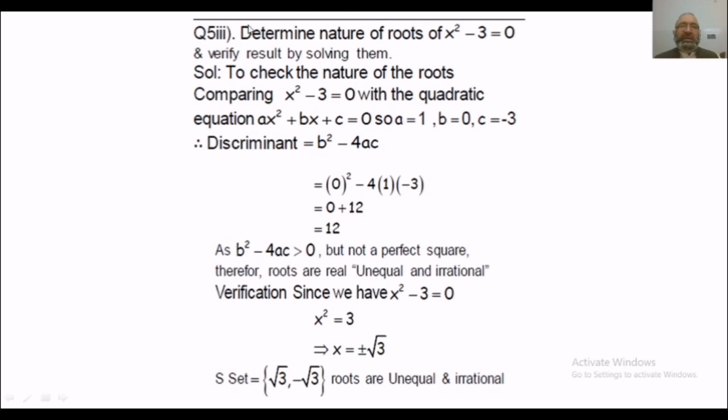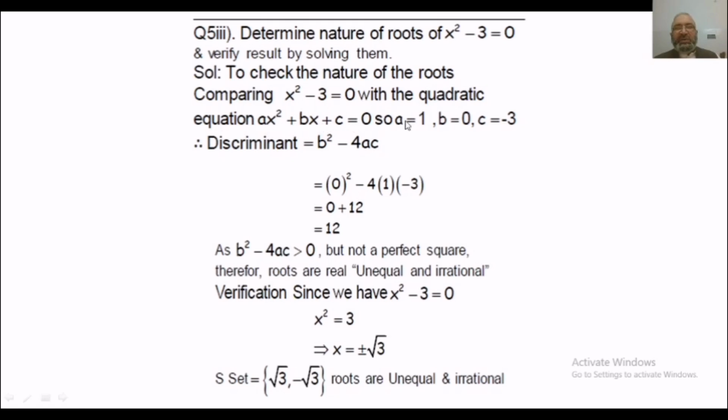Now part 3, question 5. Determine the nature of the roots of x² − 3 = 0 and verify the result by solving them. So first write this equation in standard form. To check the nature of the roots of the given equation, comparing x² − 3 = 0 with the standard quadratic equation ax² + bx + c.